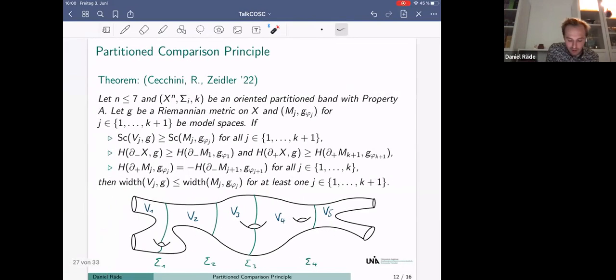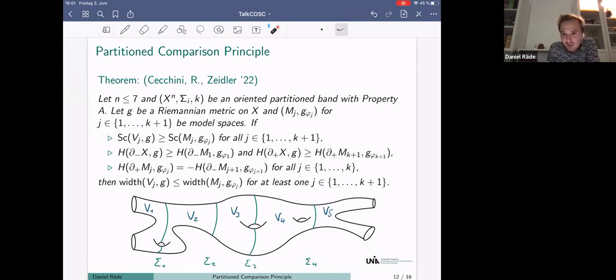Okay. All right, so sorry, that was one sentence too fast. So if you have all of this, then the width of at least one segment is bounded by that of the model space. So it seems like rather a weak conclusion, but it just tells you that in this situation, not all of the segments can be longer than the model space that you compare them to. At one instance, you have an upper bound. Okay, so you get an upper bound on the width of one of these segments.